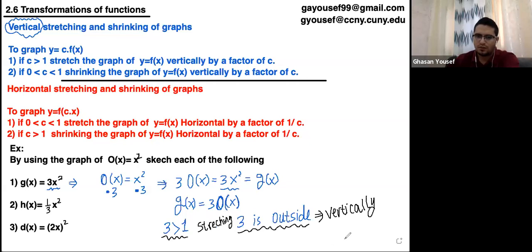Okay, let's do it now. So my original function is o of x, the square root of x. We have to first graph this one. Then we have to do vertical stretching. Okay, let's do it.